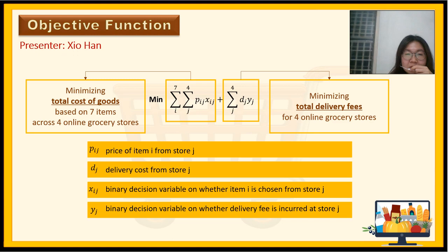So in this formula, Pij is the price of the item i from store j, and Xij is the binary decision variable on whether item i will be chosen from store j, Dj meaning the delivery cost from store j, and Yj meaning the binary decision variable on whether delivery fee is incurred at store j.